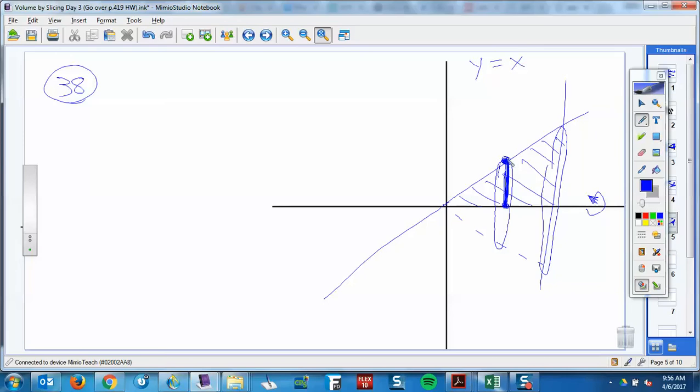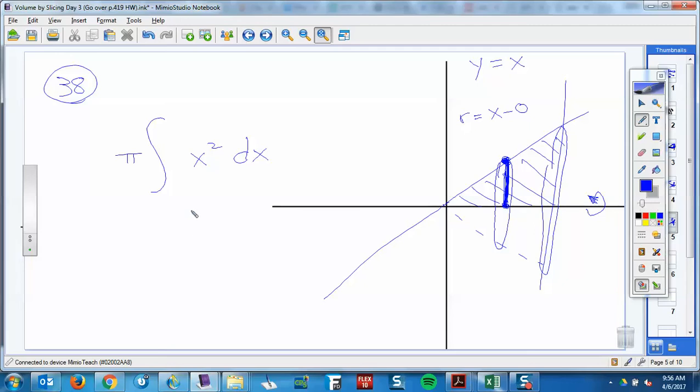So what is this Y value? We can call that R, the radius of this. So this Y value would be X minus 0, right? And so that integral would be pi times R squared.